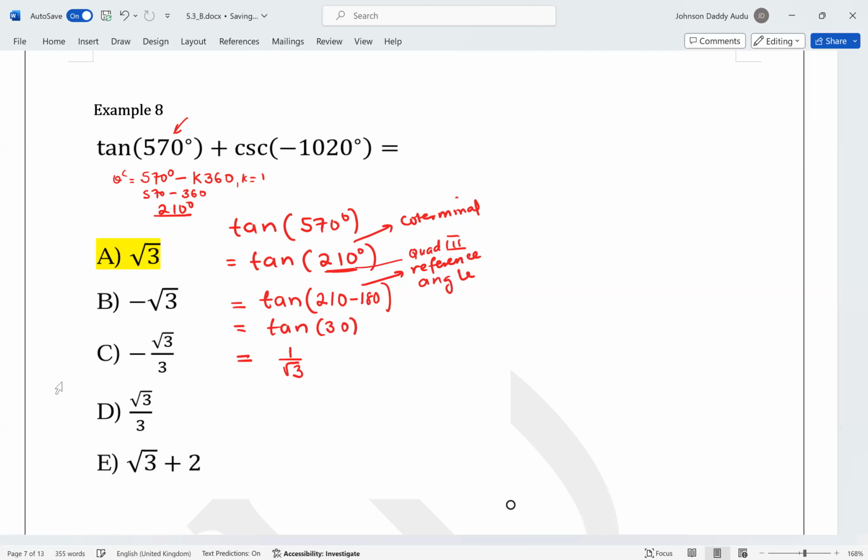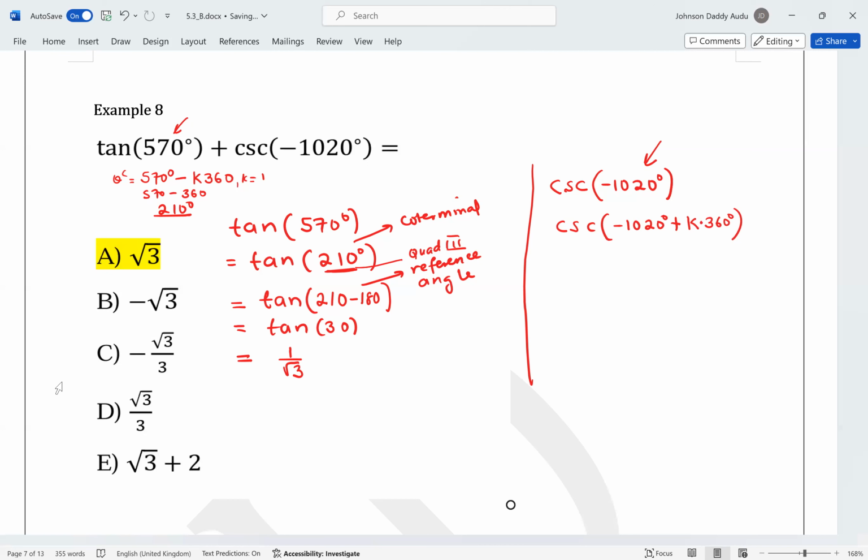Now, let's leave that apart. Now, let's go for the second term. The second term is cosec minus 120 degrees. So the first thing you do is you try to find the coterminal and make this become a positive number, right? So to do that, you will have cosec of... You just need to find the coterminal. Since you want to make it positive, you can add k times 360, right?